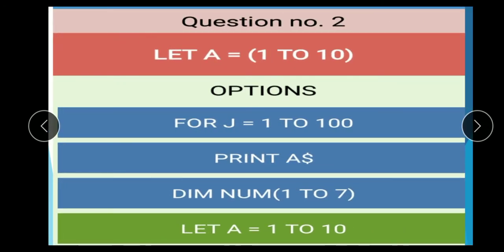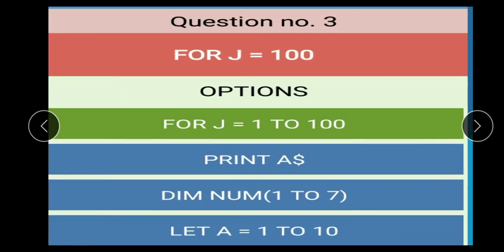Question number 2. Let a equal to 1 to 10. Here the options are given, but the correct option is let a equal to 1 to 10, not using a bracket. Each and every student writes the question and after that writes the correct error. Do not write the option.